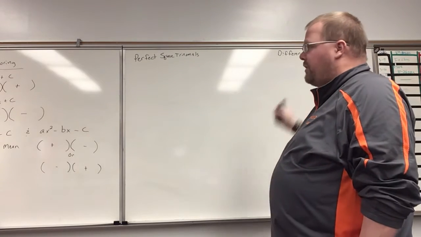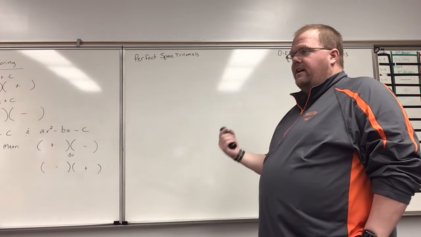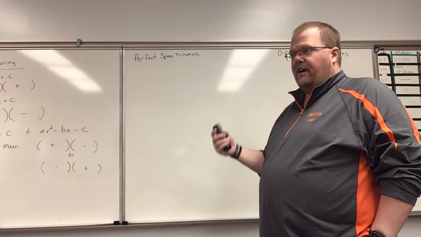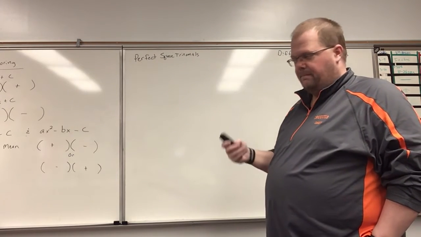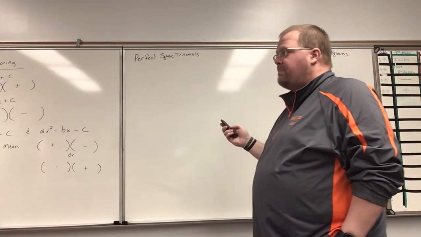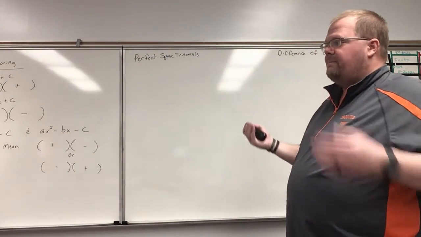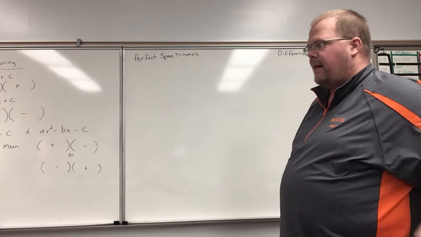Same thing works for the back one. Is there one number that multiplies by itself to get to that number? So 64 is 8 times 8 type of thing. Okay, so that's the first part of that. Then you have to be able to put it together to get that middle term.